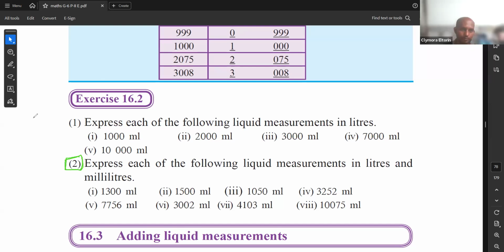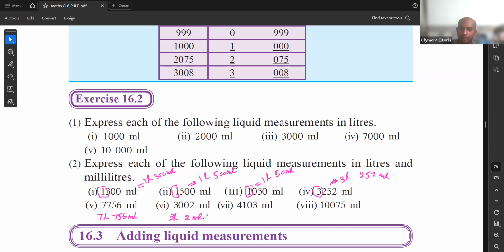Now let's see. How many thousands are in here? What's that here? 1 liter and 300 milliliters. Here? 1 liter and 500 milliliters. This one is also the same, no? What is it here? 1 liter and 50 milliliters. Here? 3 liters and 252 milliliters. In this case, 7 liters and 756 milliliters. This one, 3 liters and 2 milliliters.